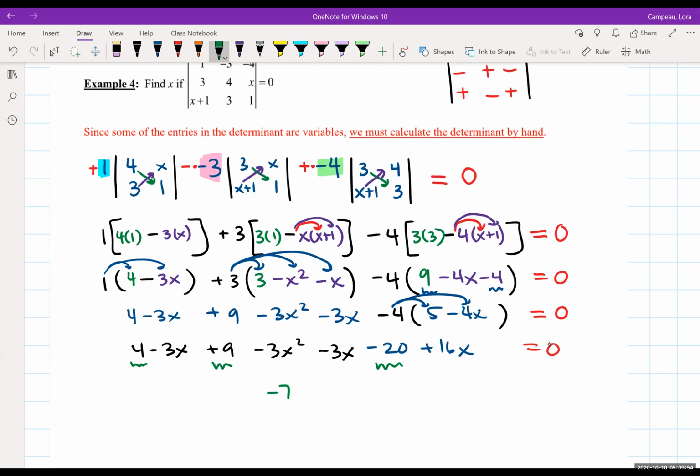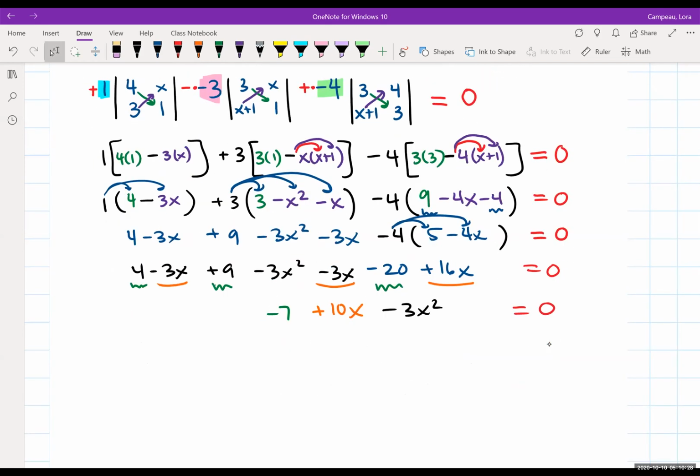Now I look at my linear terms. I do have -3x, another -3x, and a plus 16x. So that's going to leave me with plus 10x. Let's write that a little nicer. And then I do have one quadratic term. That is just -3x squared. I'll just write that over again, and just keep in mind we still are equal to 0.